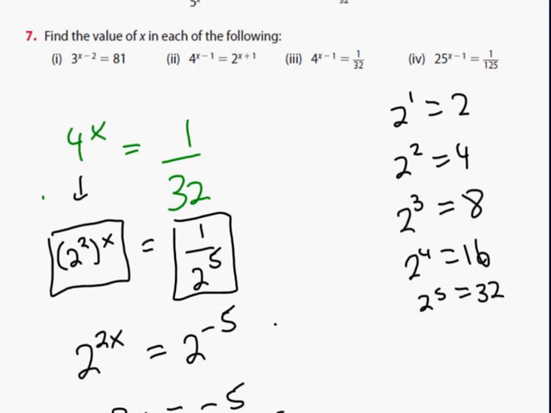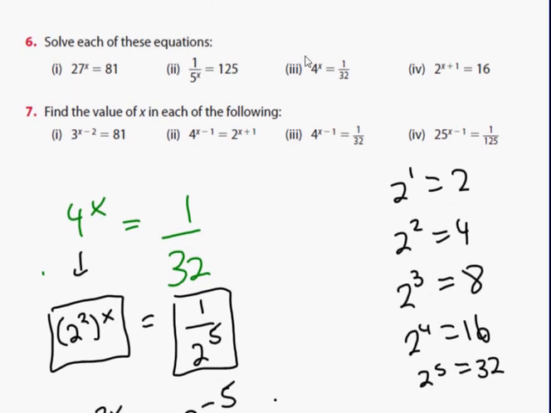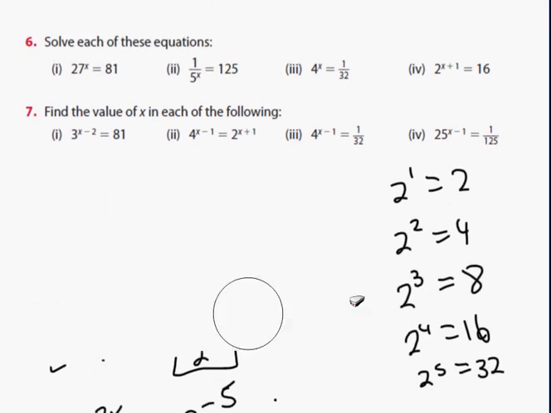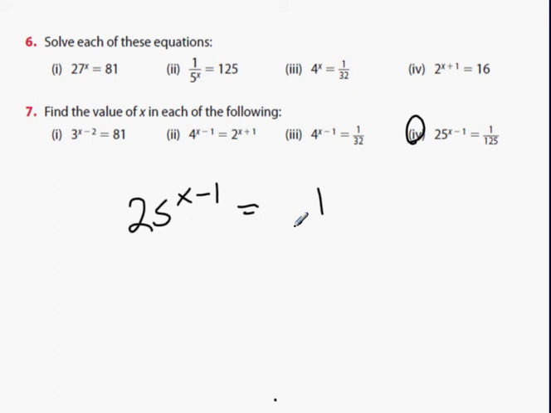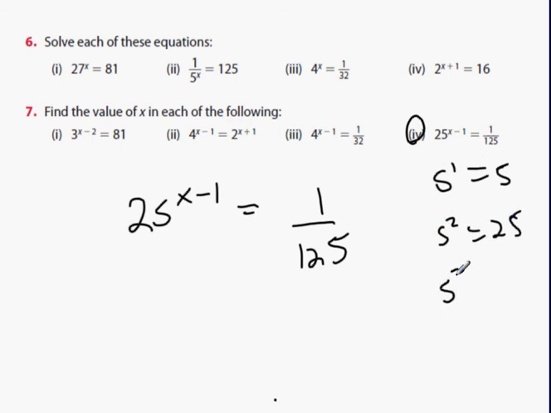You alright? Now, these ones get slightly harder. Okay? Let me explain how to do 7 part 4. It would be a good question. Somebody in class, tell me a good number to use for these two. 5. 5 to the power 1, 5. 5 to the power 2, 25. 5 to the power 3, 125.